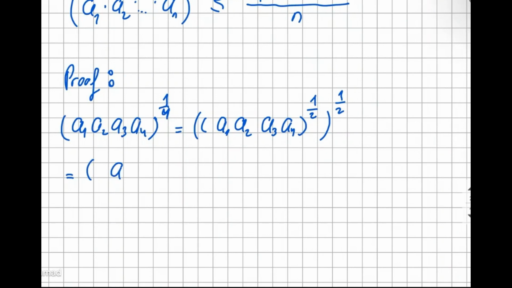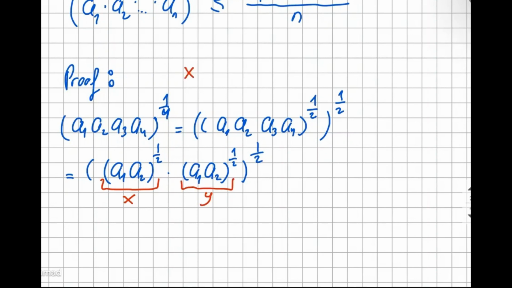Okay, so now what we want to do is to write this out in the following way. We have a1 a2 to the power of 1 over 2 times a3 a4 to the power of 1 over 2, and all of this is to the power of 1 over 2. Now we want to apply the outer AM-GM inequality. So we take this as x and we take this as y, and you want to remember that xy to the power of 1 over 2, which is our outer square root, is smaller or equal to x plus y divided by 2.